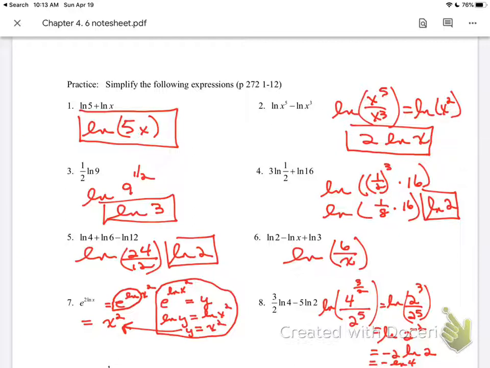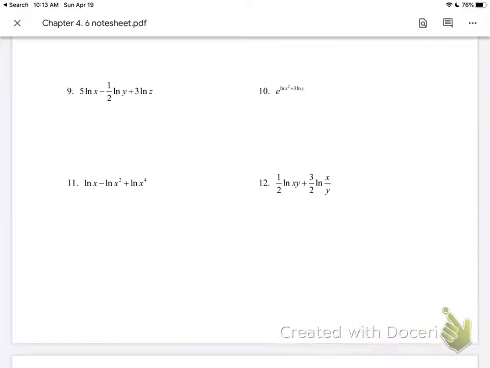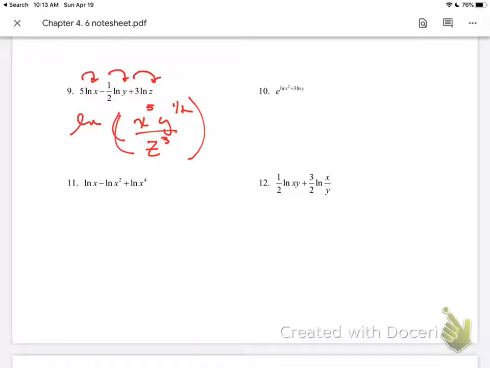Okay, let's go on to the next page and we'll finish up these practice problems. Okay, so number 9, looking at this, I see I have a power property here, another one here, and a third one here. So what I'm going to do is say natural log, and then I'm going to take all my powers and bring them back up. And because you have no repeating variables, that's your final answer.